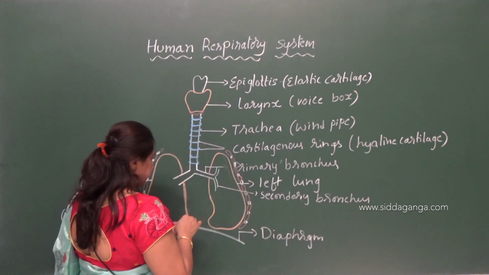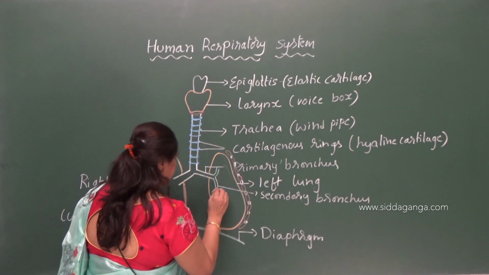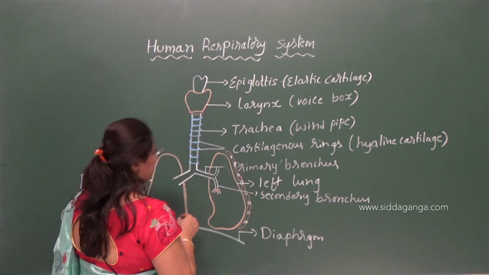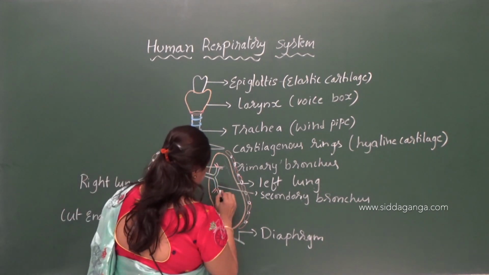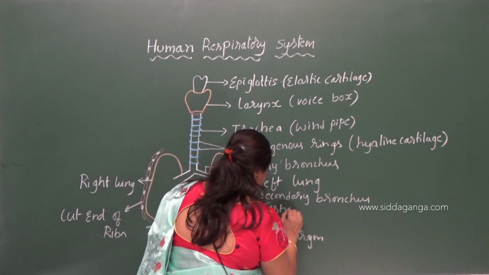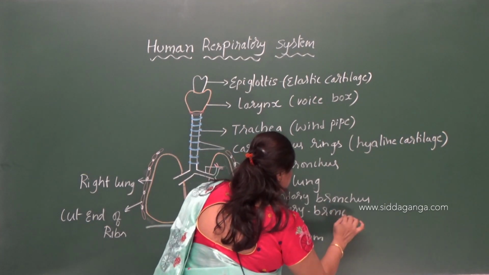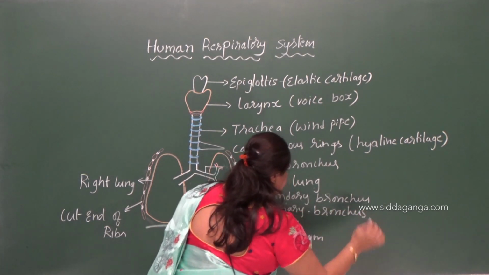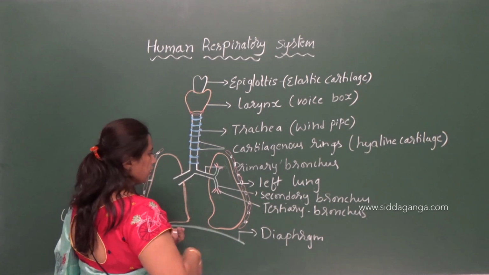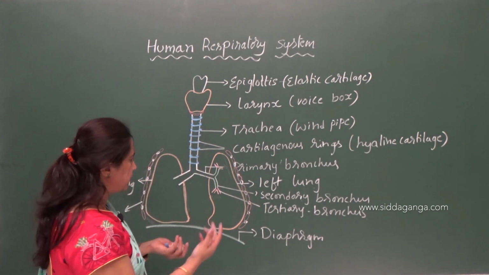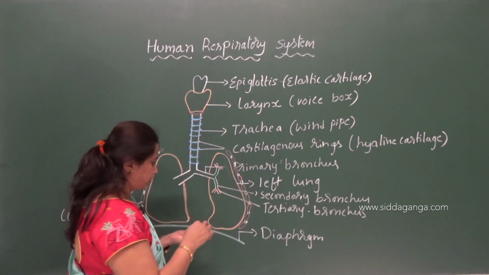Now each secondary bronchus in turn divides to form tertiary bronchi. So singular is tertiary bronchus. Okay. Now each tertiary bronchus divides repeatedly. It divides many times and forms small tubes called bronchioles.